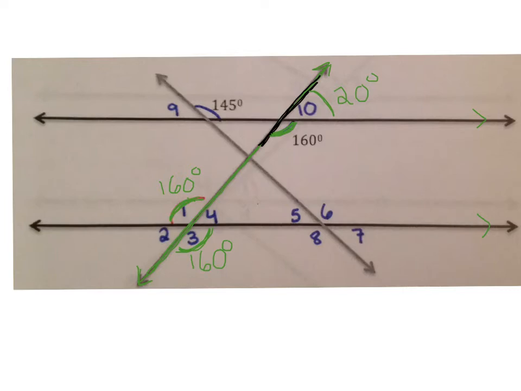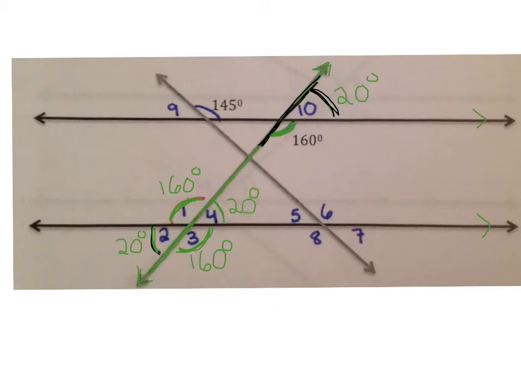Let's see. So angle 10 is alternate exterior to angle 2, opposite sides, exterior, so they are the same. So angle 2 is 20 degrees, and then angle 4 and angle 2 are vertical, so angle 4 is 20 degrees.